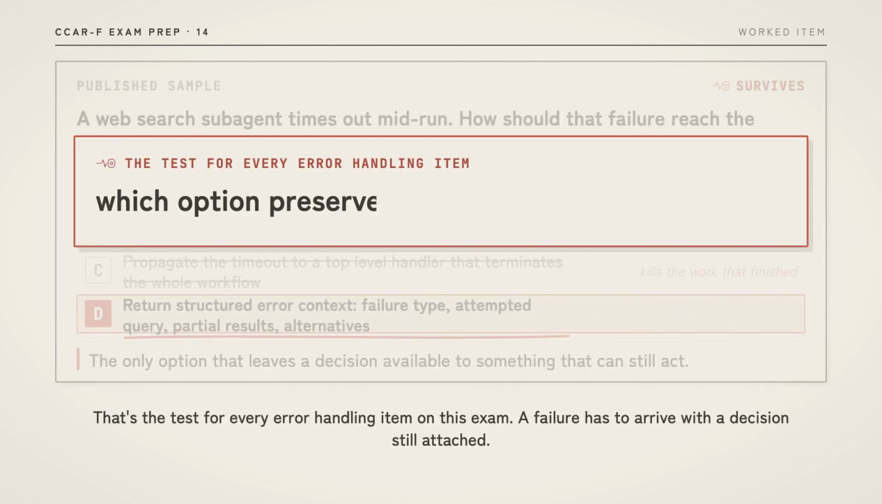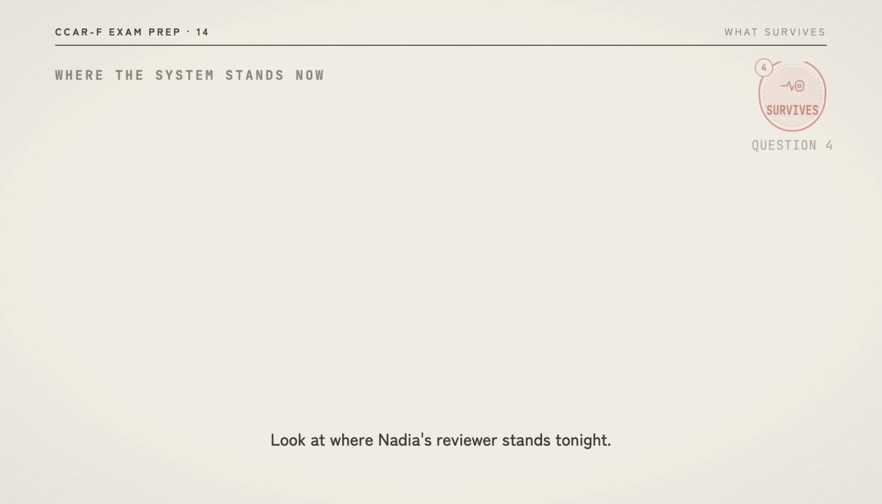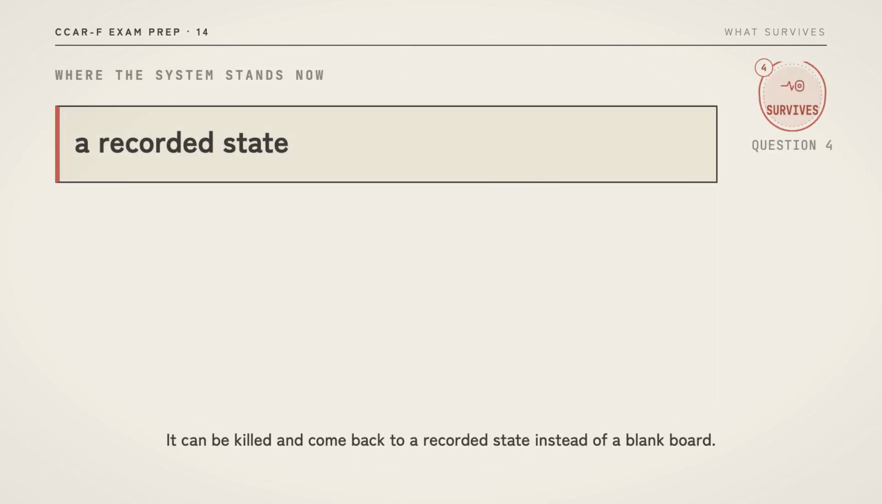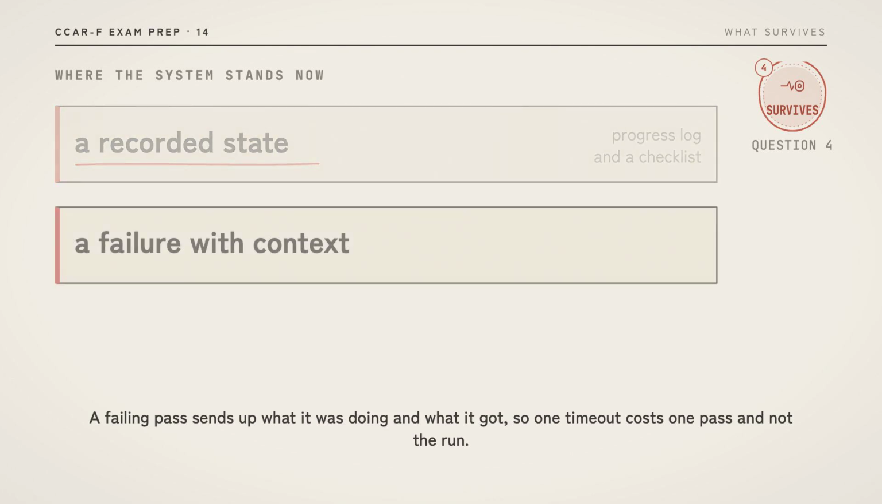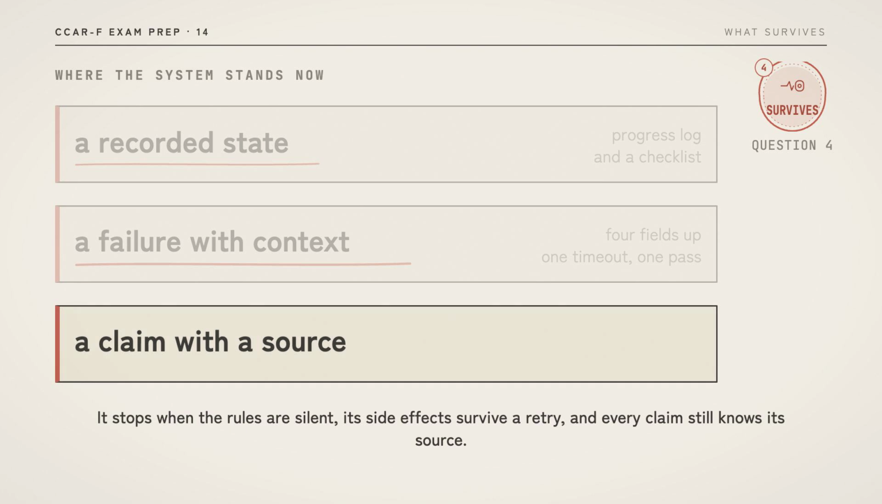That's the test for every error handling item on this exam. A failure has to arrive with the decision still attached. Look at where Nadia's reviewer stands tonight. It can be killed and come back to a recorded state instead of a blank board. A failing pass sends up what it was doing and what it got, so one timeout costs one pass and not the run. It stops when the rules are silent, its side effects survive a retry, and every claim still knows its source.